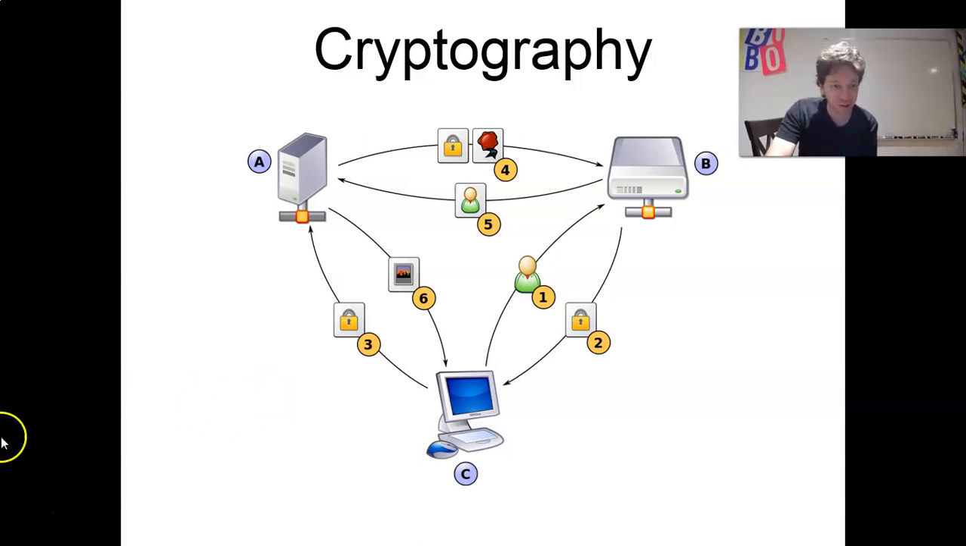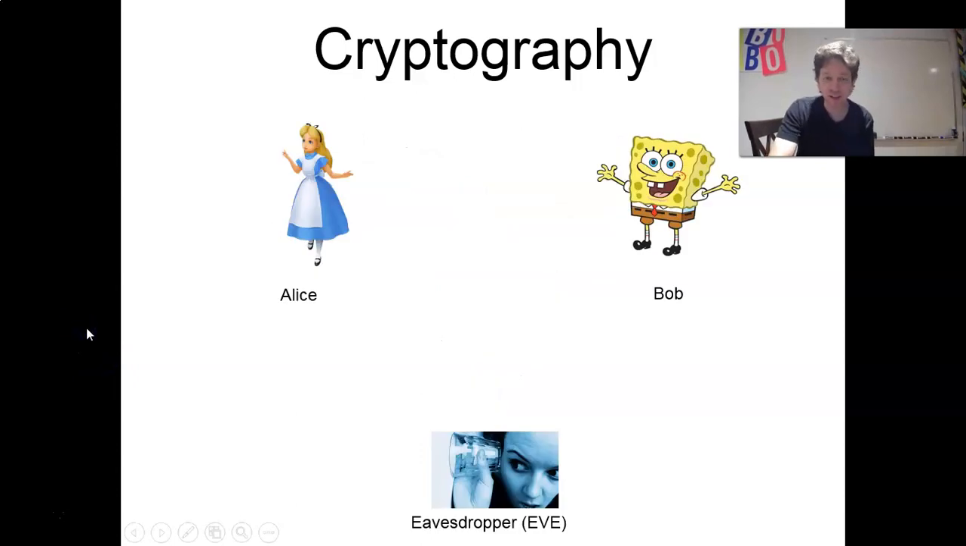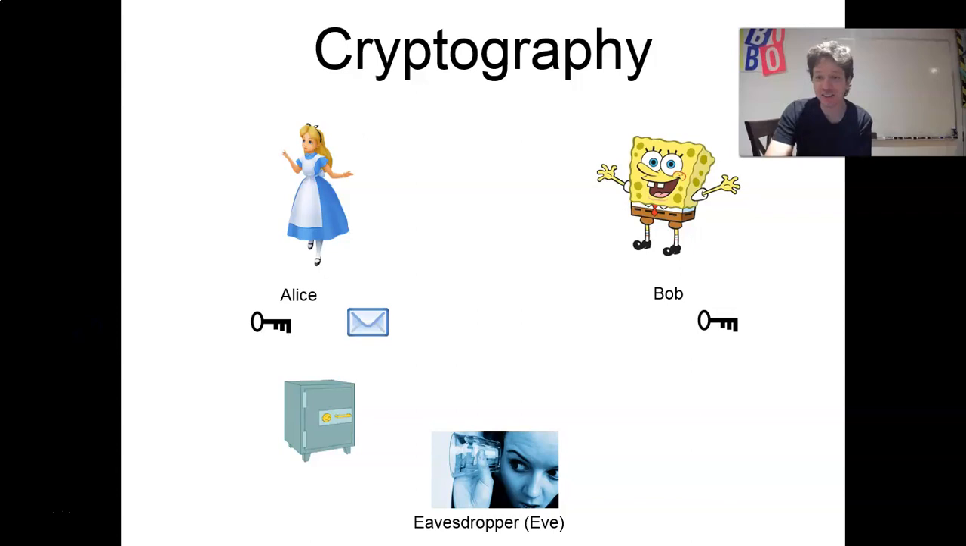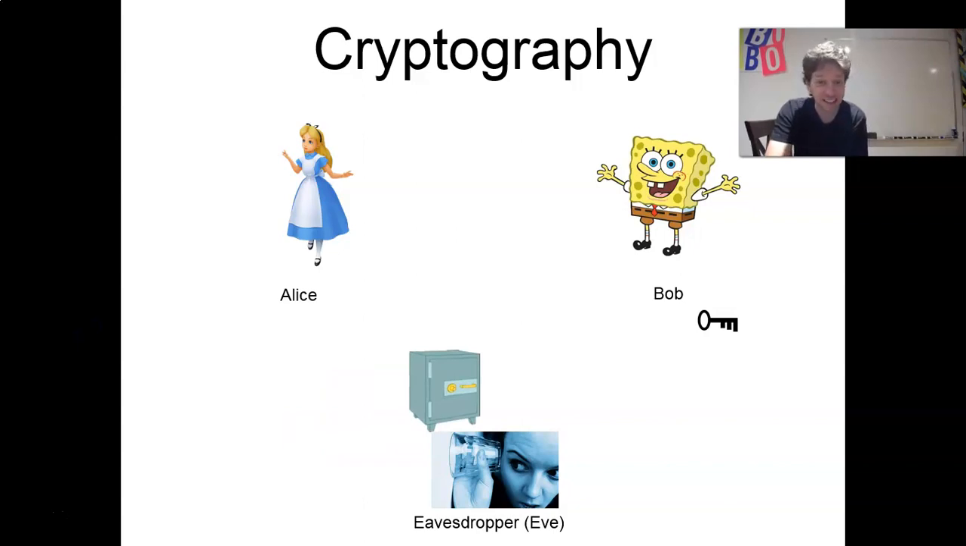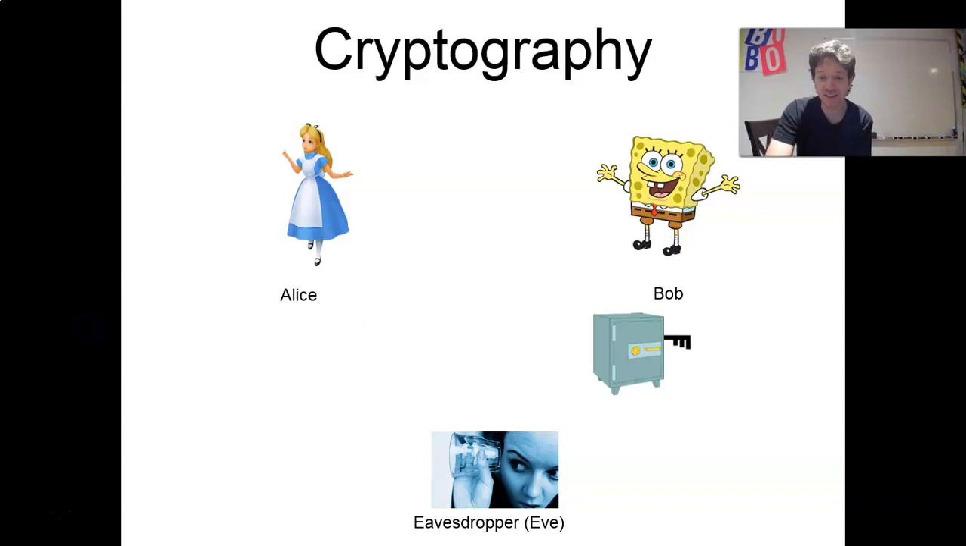So how does that work? Let's say we have Alice. Alice wants to send a message to Bob. So what's Alice going to do? She's going to create a key. And so Alice is going to take her message, put it in the safe with the key. There might be an eavesdropper, but that eavesdropper, without a key, can't get into the safe. And so the safe goes to Bob, he uses his key, and gets the message.